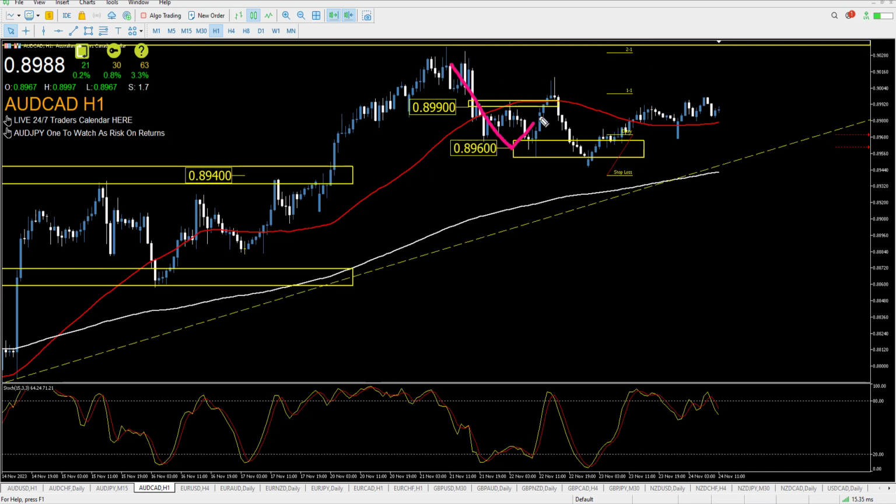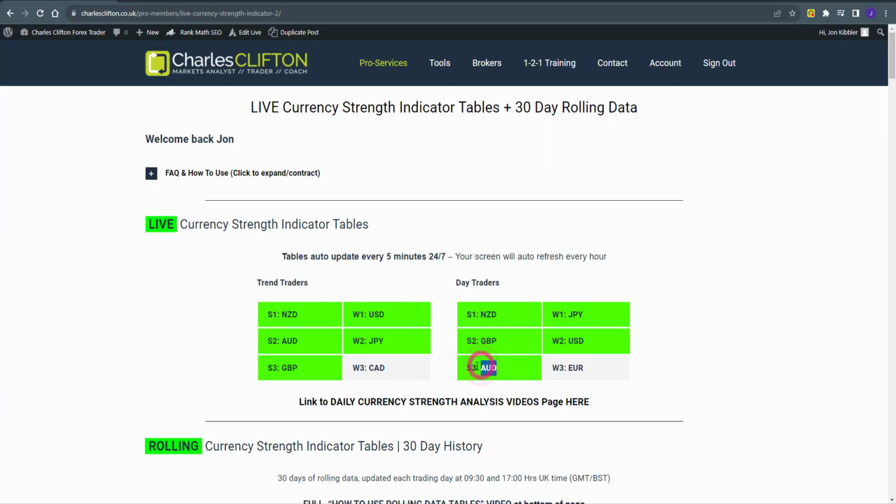My concern is, again, the fact that we kind of pulled back. We're not really seeing the momentum to the upside at the moment. We're just kind of moving sideways. That's not to say that it's not going to come, because the tables are showing that the Australian dollar is a stronger currency at the moment.